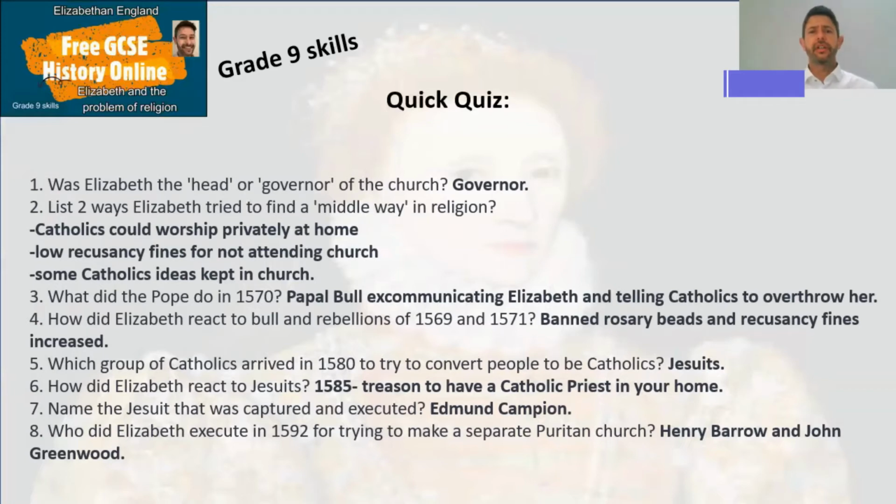And this was to try and control people, stop them coming back to being Catholic. So as we said, a Jesuit was captured and executed. Well, Edmund Campion's your best example to look at there. So who did Elizabeth execute in 1592 for trying to make a separate Puritan church? Well, you've got Henry Barrow and John Greenwood.